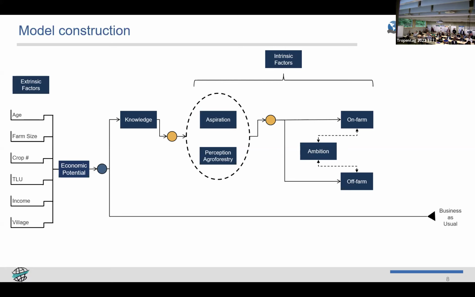And this leads to a final probability of each individual household to adopt agroforestry. So after we had a look at all of these extrinsic and intrinsic factors, we know what probability the household has to adopt agroforestry in the end. And then the households make their final decision. So either they adopt or they do not adopt and perform business as usual. So this is the current state of our model.